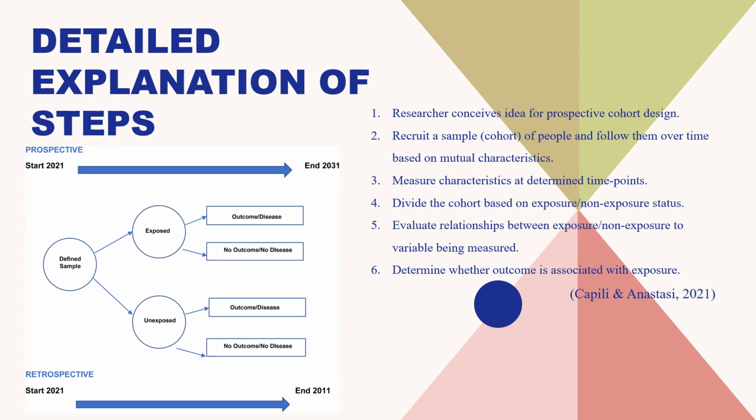This slide also exemplifies a detailed explanation of the steps to a prospective study. According to Capilli and Anastasi, a researcher conceives an idea for prospective cohort design. They then recruit a cohort of people and follow them over a predetermined time based off their mutual characteristics. Characteristics are measured at determined time points in the study. Sometimes these studies are also known as longitudinal studies because they do go over a period of time.